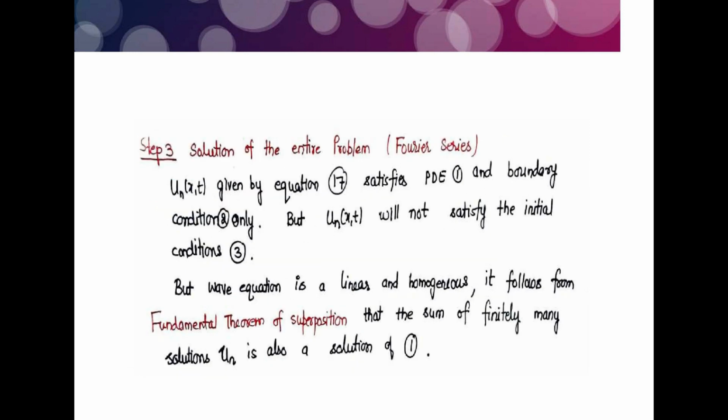Now the last step of the method, the solution of the entire problem, and for this one we will use Fourier series. The deflection u subscript n given by equation number 17 satisfies the one-dimensional wave equation given by 1 and the boundary conditions given by 2, that is the string is fixed at the endpoints. But this function will not satisfy the initial conditions given by equation number 3. Now here we use the result that the one-dimensional wave equation is linear and homogeneous, and from the fundamental theorem of superposition we have this result that the sum of finitely many solutions un is also a solution of the one-dimensional wave equation. So using this one, we will find the solution of the entire problem.